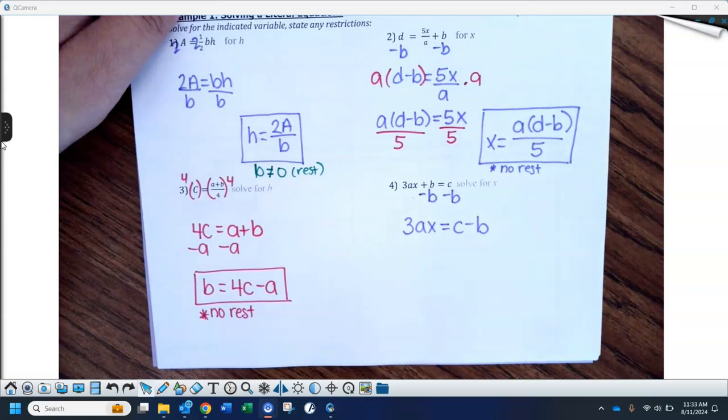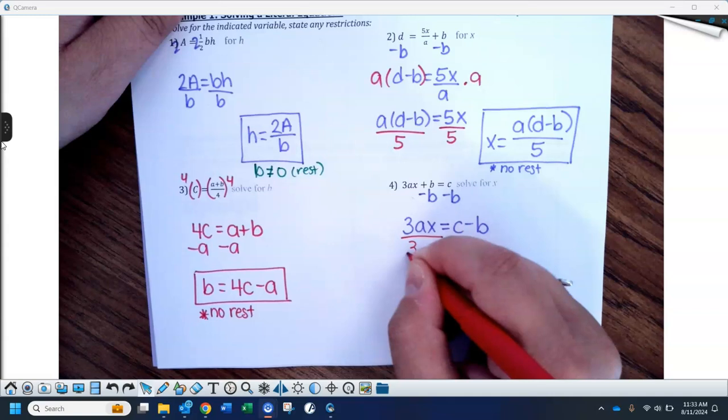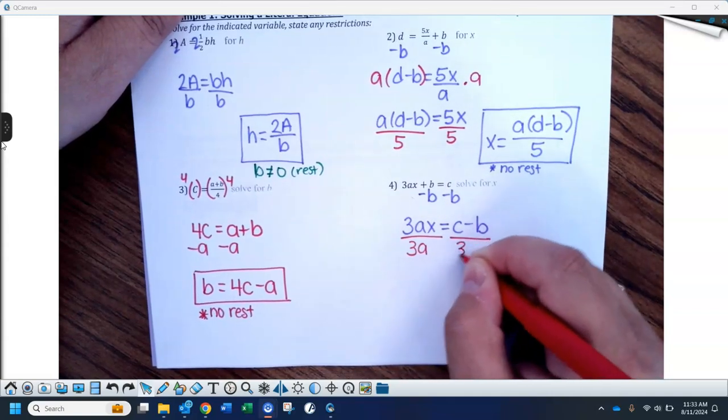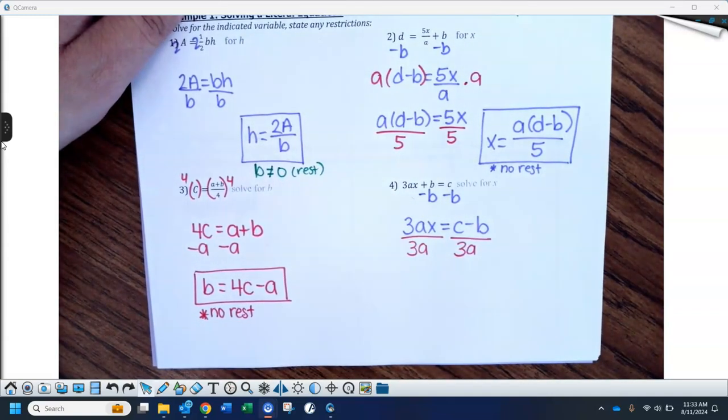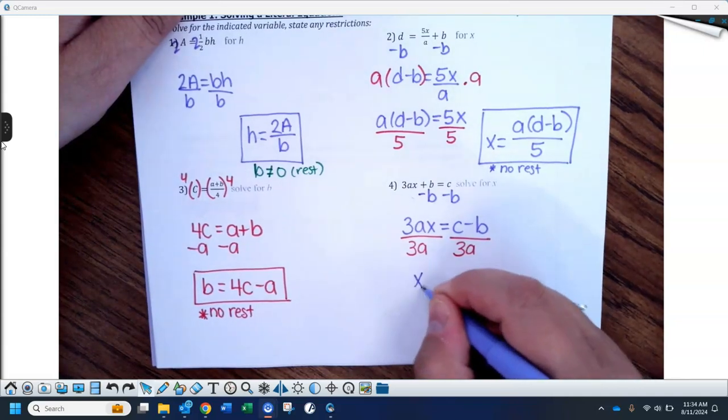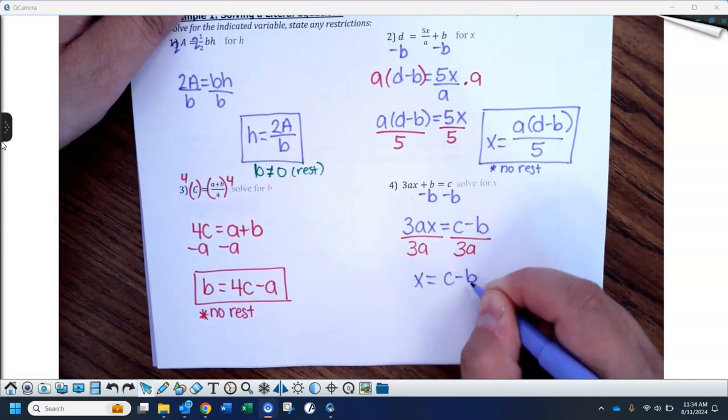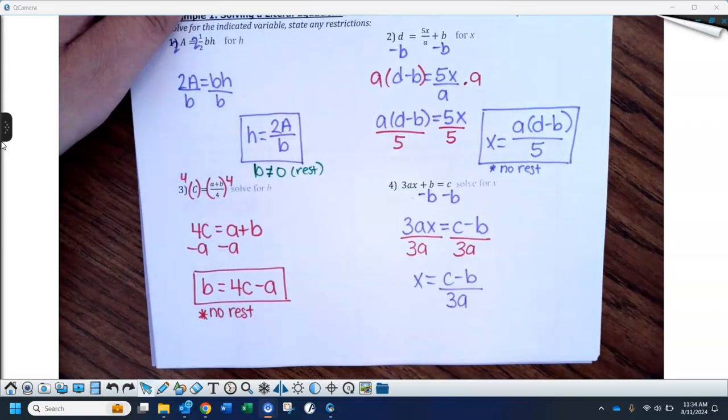And then you can actually do this all in one step if you want to. 3 and a are both being multiplied by x. You can divide by that entire product at one time. So c minus b over 3a.